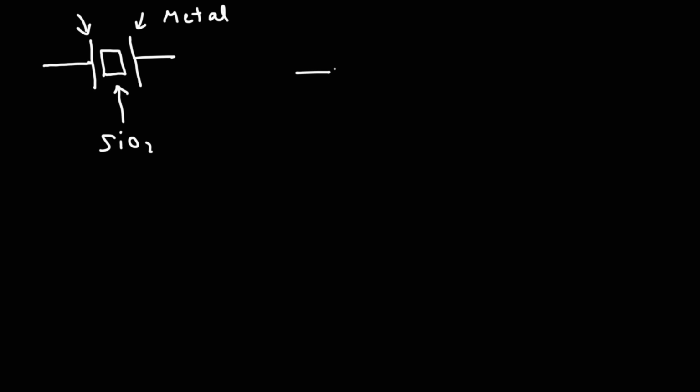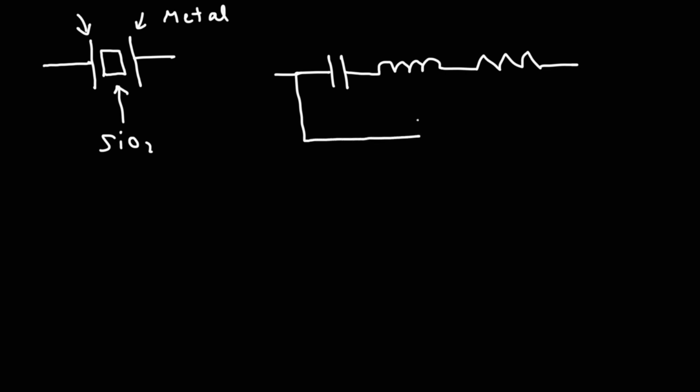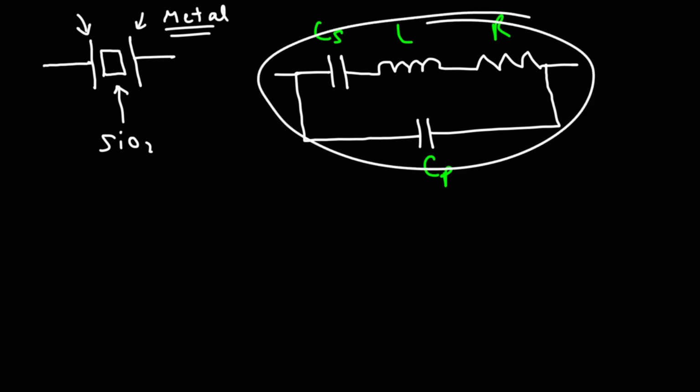Now, the equivalent circuit model is as follows. You have a capacitor in series with an inductor in series with a resistor. And these 3 components are in parallel with another capacitor. So we're going to call this R, L, and then CS and CP. CS represents the capacitance of the crystal, whereas CP represents the parallel capacitance of the plates. Because whenever you have 2 metals separated by an insulator, basically it works as a capacitor. So that is the equivalent circuit model of the crystal oscillator.